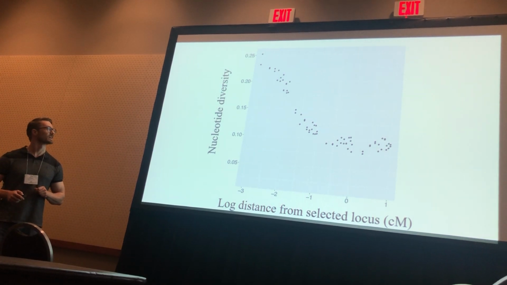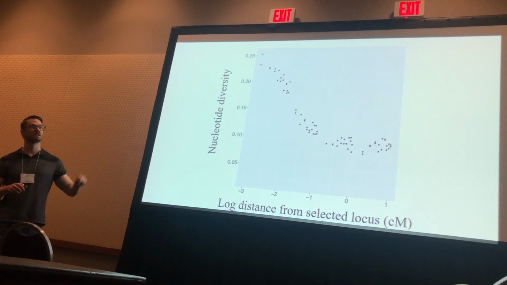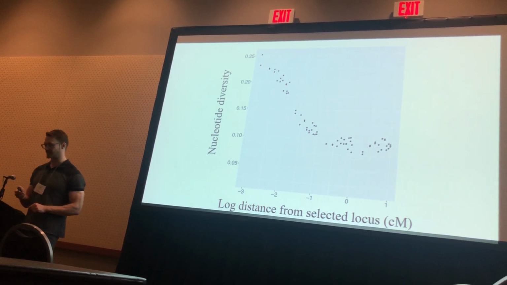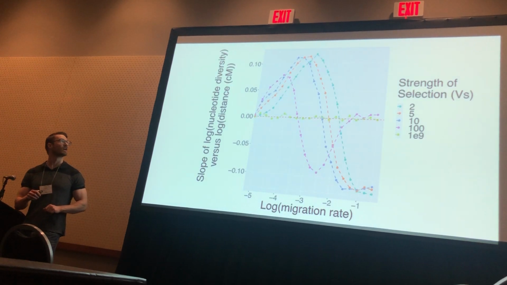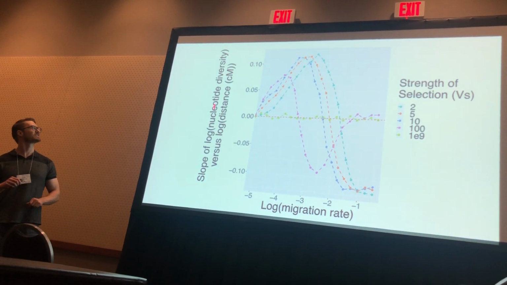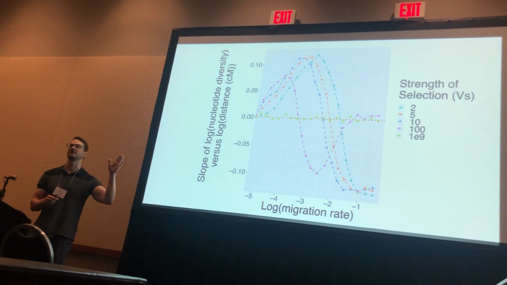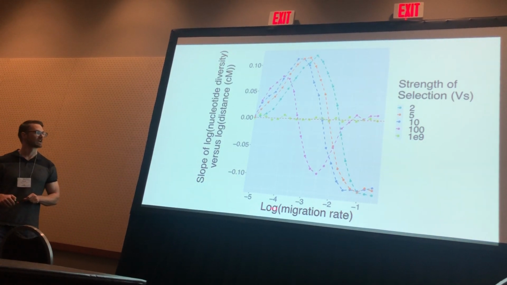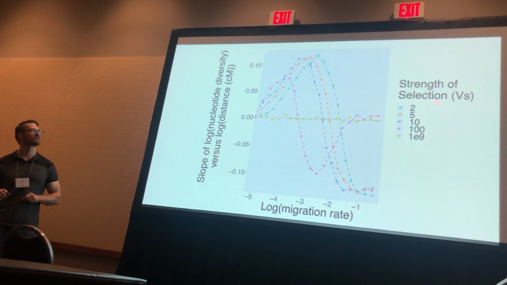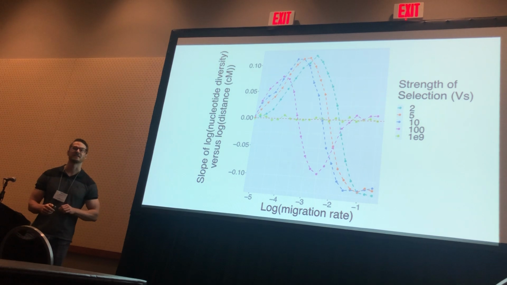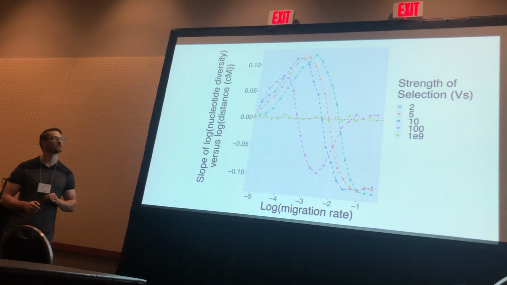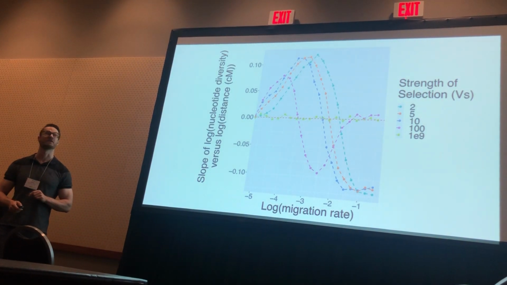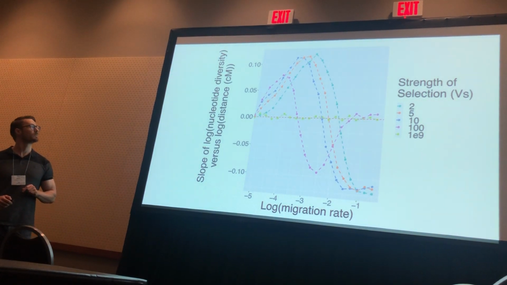All right, now what I'm going to do is take the slope of this relationship, nucleotide diversity by the distance from the divergently selected locus, and stick that here on the Y. So this Y-axis is the slope of nucleotide diversity versus distance to the selected locus. On the X, it's the migration rate. In the color, it's the strength of selection. I've used VS as my metric for the strength of selection, where a VS of 2 is really strong selection, and a VS of 1 billion is selection so weak that it's effectively neutral. So I hope that makes sense so far.